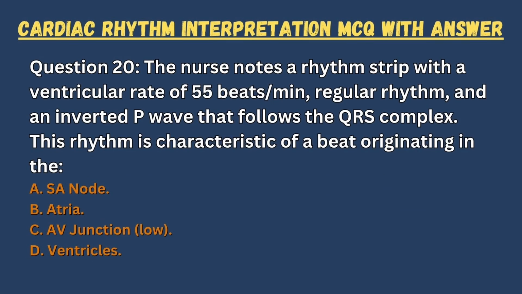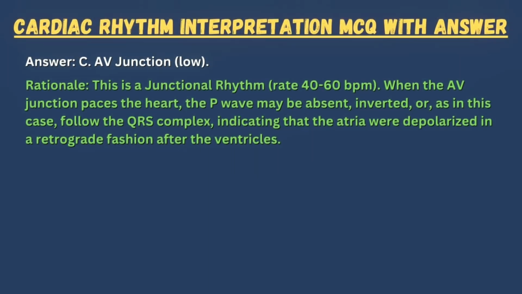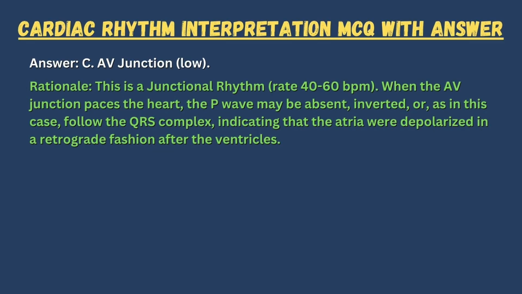Question 20. The nurse notes a rhythm strip with a ventricular rate of 55 beats per minute, regular rhythm, and an inverted P wave that follows the QRS complex. This rhythm is characteristic of a beat originating in the A. SA node. B. Atria. C. AV junction low. D. Ventricles. Answer. C. AV junction low.